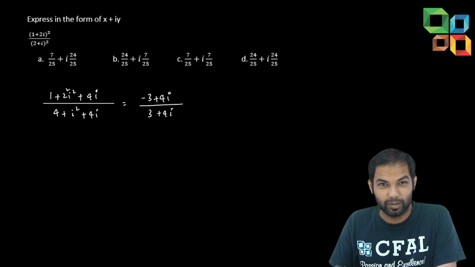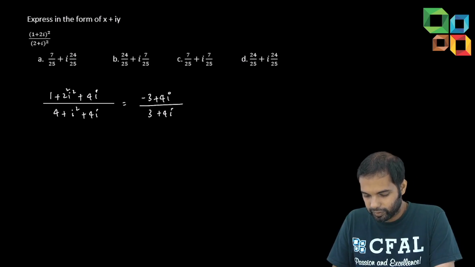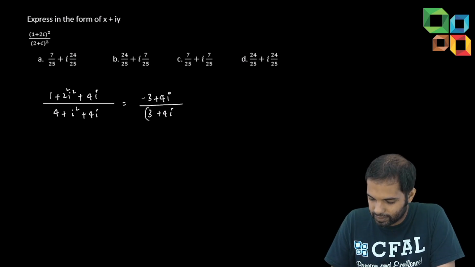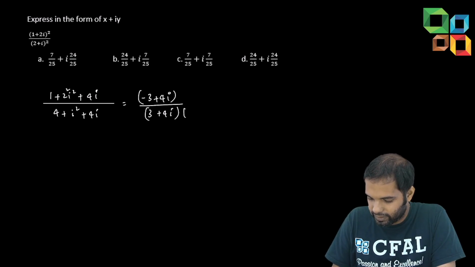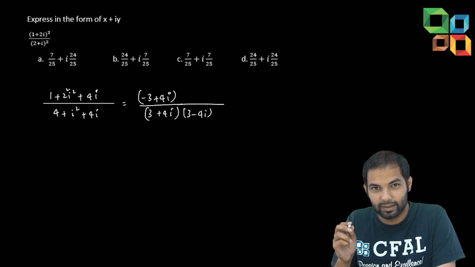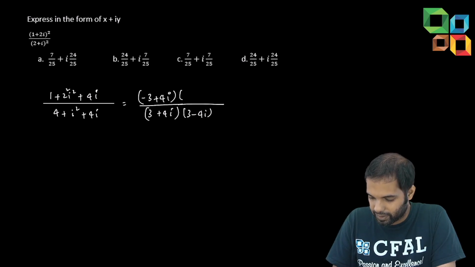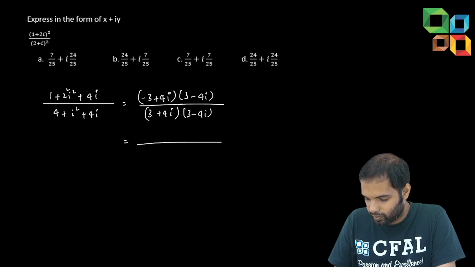Okay, they are almost similar. Now what I have to do? I have to get rid of the conjugate denominator. So multiply with 3 minus 4i. The conjugate should be always a negative of the imaginary part. So 3 minus 4i. The denominator becomes what? 3 square plus 4 square, which is 25.